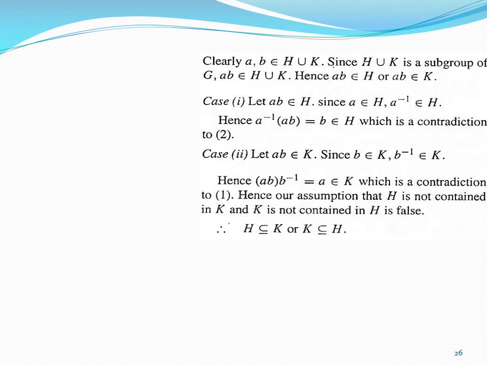Case 2. Let ab belong to K. Since b belongs to K, b inverse belongs to K. Hence ab into b inverse, what is it? That is a. So a belongs to K, which is a contradiction to 1. Hence, our assumption that H is not contained in K and K is not contained in H is false. One is contained in the other. Am I correct? Do you understand? Important one.